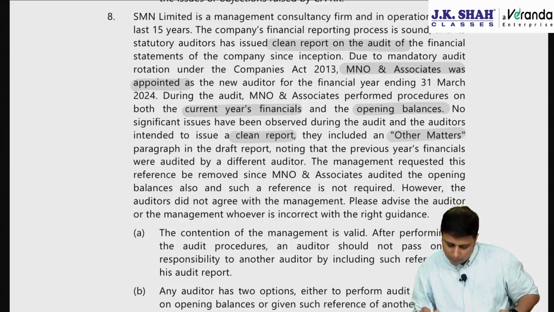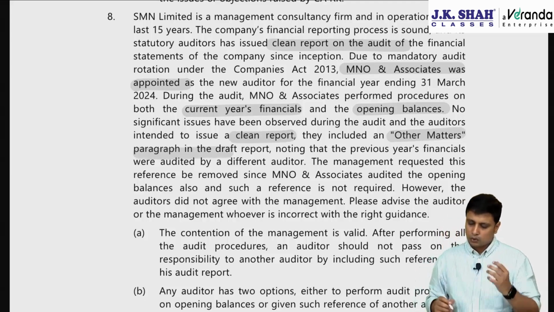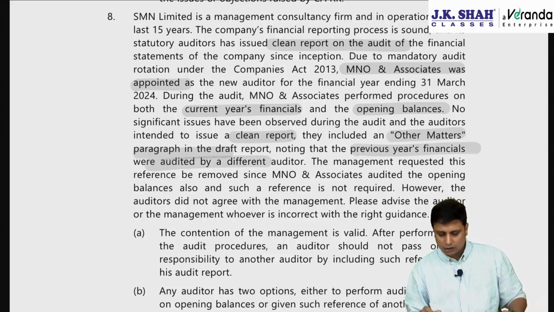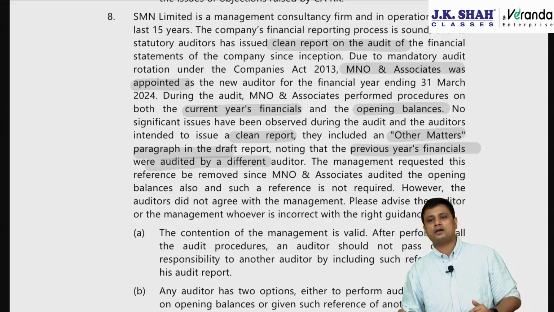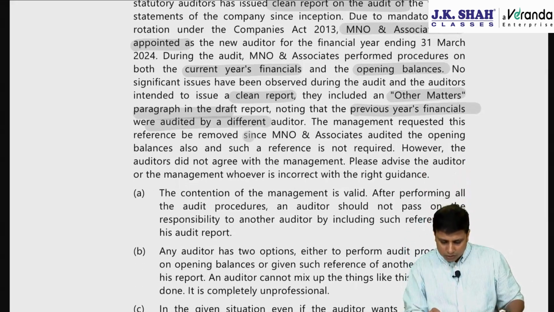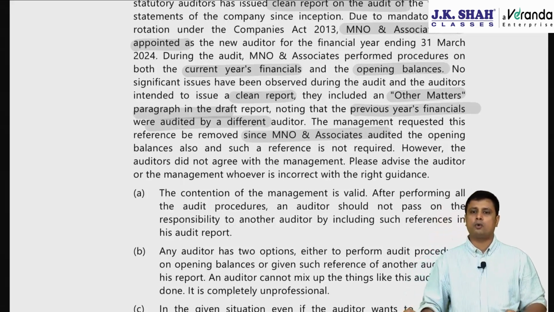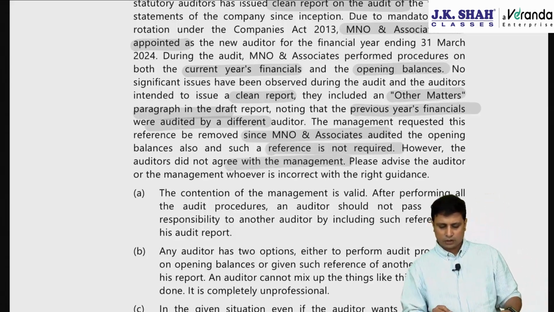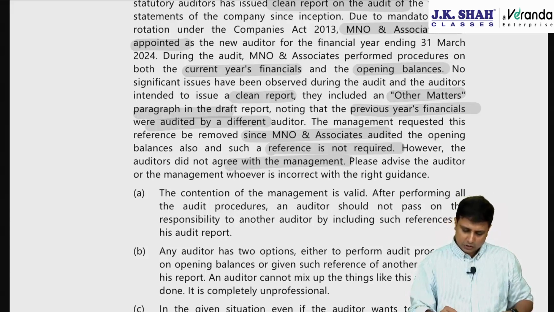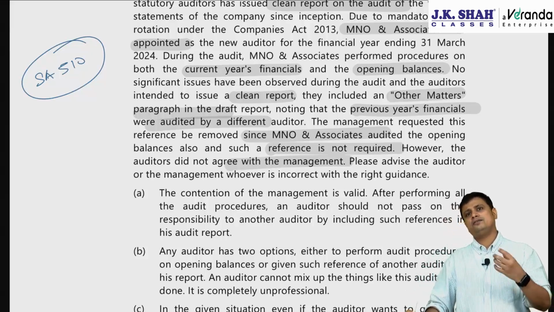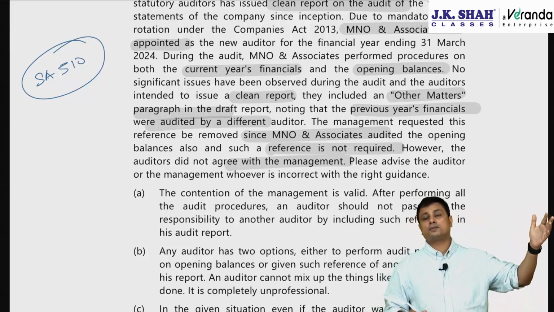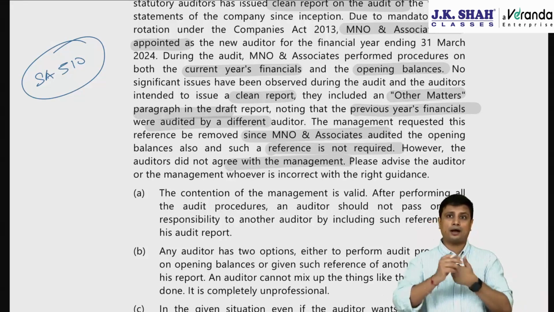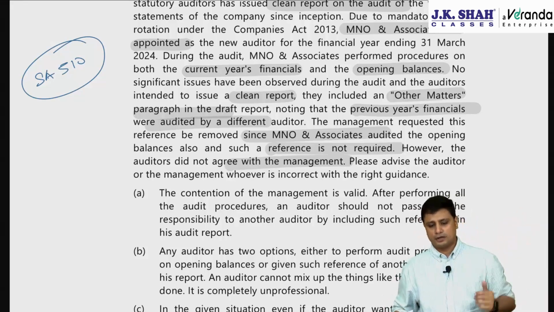They include an other matter paragraph in the draft report, noting that the previous year's financials were audited by a different auditor. Management requested the reference to be removed since MNO and Associates audited the opening balance and such a reference is not required. However, the auditors did not agree with the management. Please advise which of the auditor or management is incorrect. So here this question is talking about SA 510, initial audit engagement. If the previous year was audited by some other auditor, we need to give an other matter para stating that it was audited by a predecessor auditor.